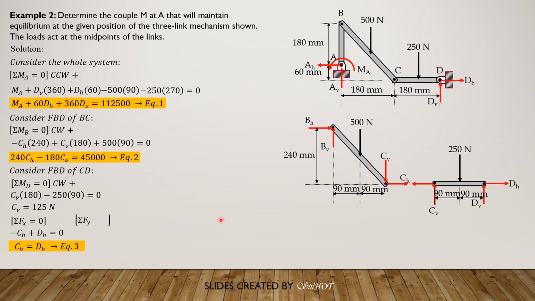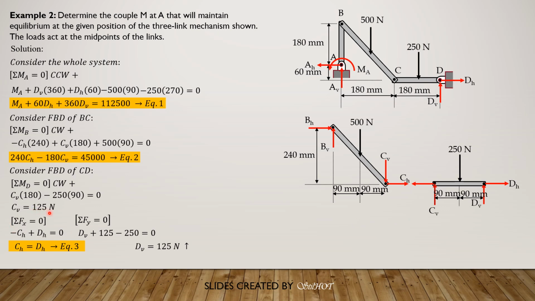Then summation forces Y equals 0, CV, which is 125, plus DV equals 250, or DV is also 125 newtons. Now that we found DV, we solve for CV. So CV is 125.